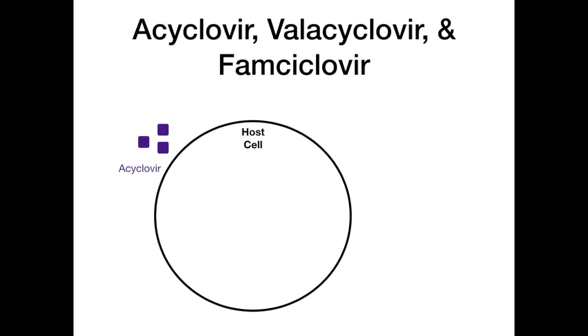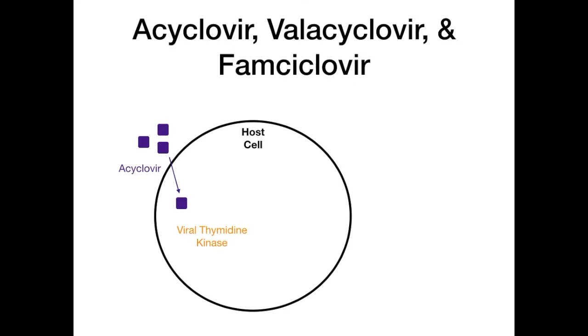So imagine introducing one of these drugs. This could have been any of the three, but I've just written it as Acyclovir. Acyclovir or Valacyclovir or Famciclovir will be represented by these purple squares. You introduce the drug, and the drug makes its way to the host cell and gets inside of that host cell. Now, normally you've got an enzyme known as viral thymidine kinase.